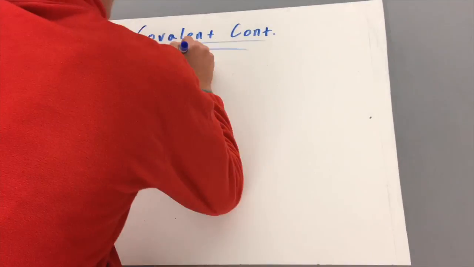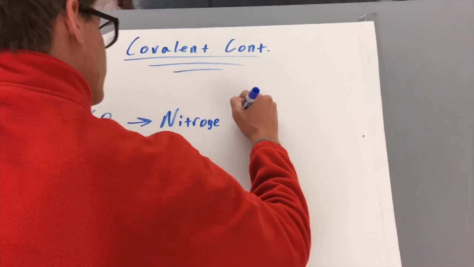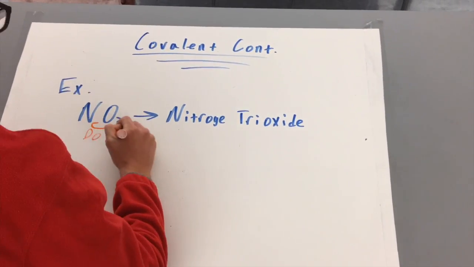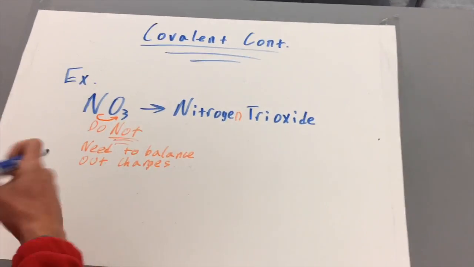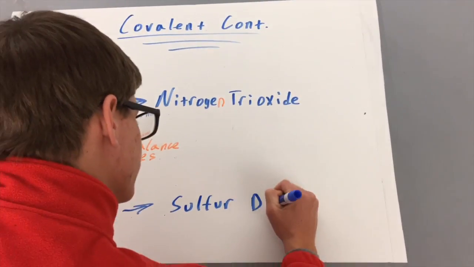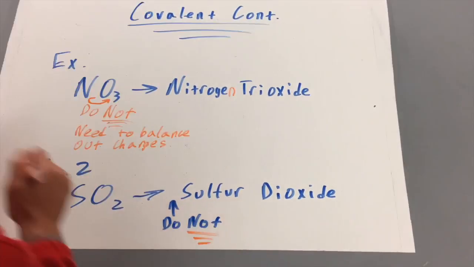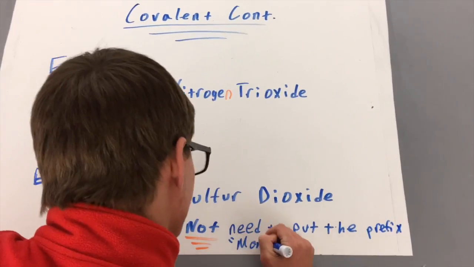Here's an example problem. You have NO3. It is nitrogen trioxide. You have a tri before oxide because there are 3 of it, and that is the prefix. You do not need to balance out the charges in a covalent bond.